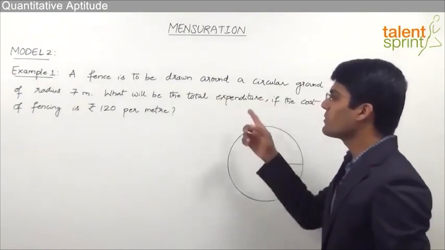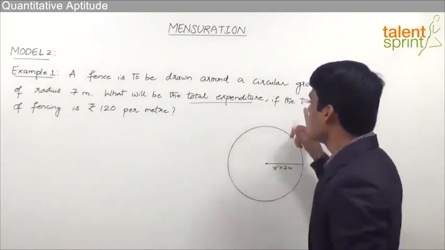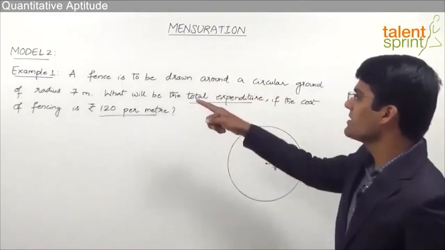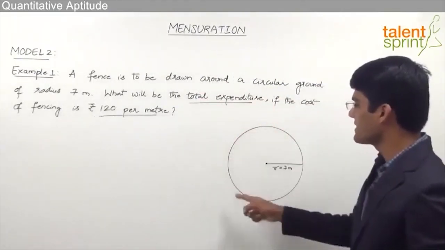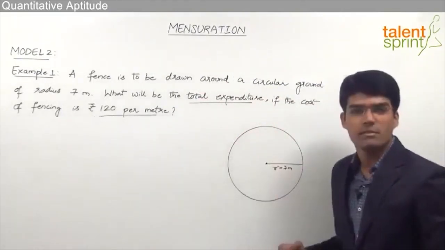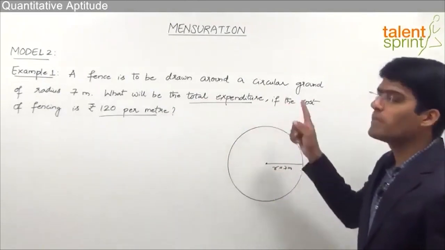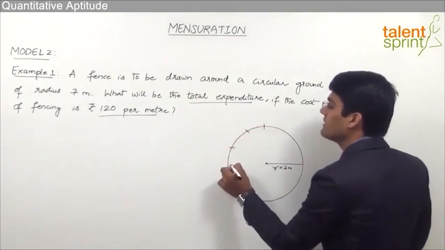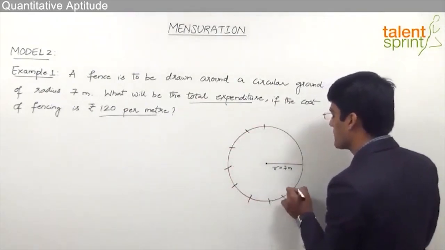So here we are supposed to find out the total expenditure if the cost of fencing is rupees 120 per meter. As given in the question, there is a circular ground. Let's take this as a circular ground. Radius is 7 meters. And a fence is to be drawn around the circular ground. That means the fence has to be put across this circular ground.